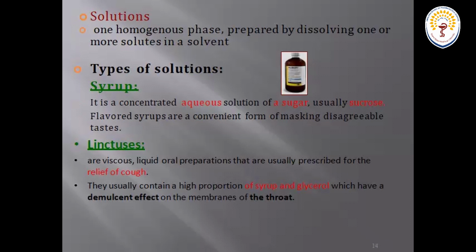Next one is linctus. Linctuses are viscous, sweet, liquid oral preparations that are usually prescribed for the relief of cold. They consist of a simple solution or admixture containing a high amount of syrup and sometimes glycerin, which, in addition to giving a sweet taste to the preparation, have a demulcent action on the mucous membrane of the throat.